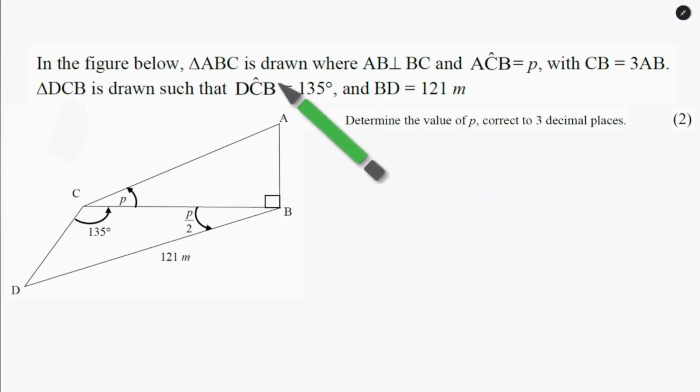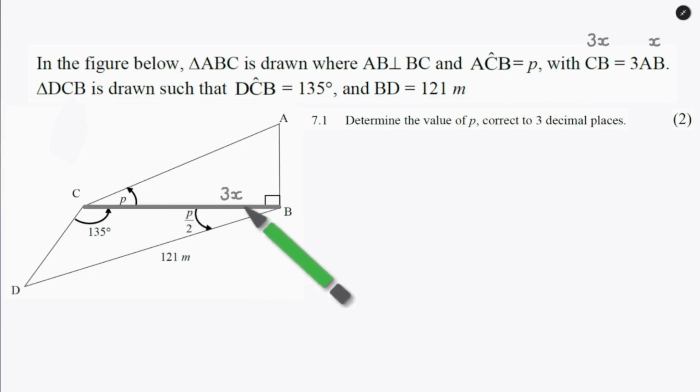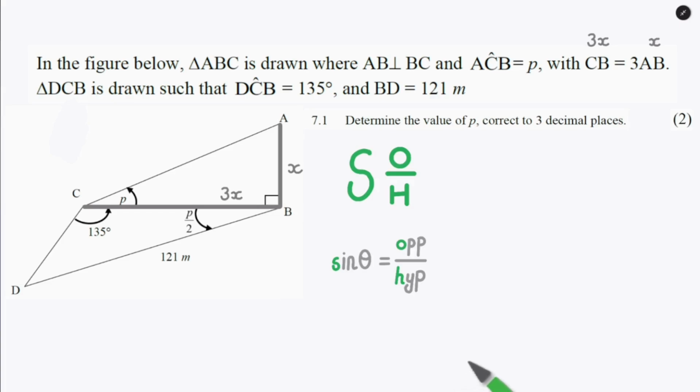So all the information they've given us here has been put on the sketch, with the exception of one little piece of information: CB equals 3 times the size of AB. So to conceptualize it, I think about it like this. If AB was the size of x, then CB would be 3 times that size of x. So CB will be 3x, and we're going to go ahead and put that on our sketch. So CB is 3x and AB is just x. Now if we're inside of a 90-degree triangle, we are safe to use SOHCAHTOA.